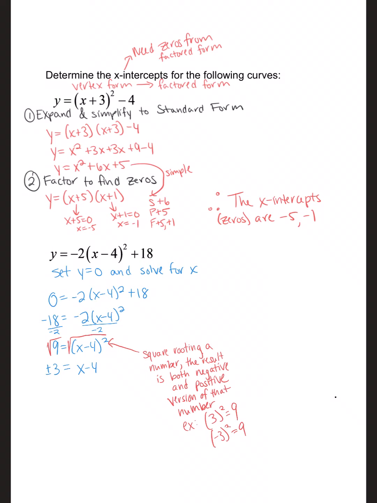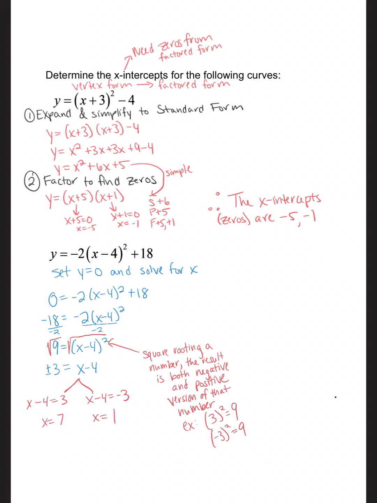All right, so once you get that, you're essentially now working with 2 different equations that you're isolating. We're working with x minus 4 equals positive 3, and x minus 4 equals negative 3. So then we have to solve for both of those because we'll have 2 different solutions, which should make sense because generally we're going to have 2 different zeros. So we'll add 4 to both sides here. We'll get x equals 7. And we'll add 4 to this side and we'll get x equals 1.